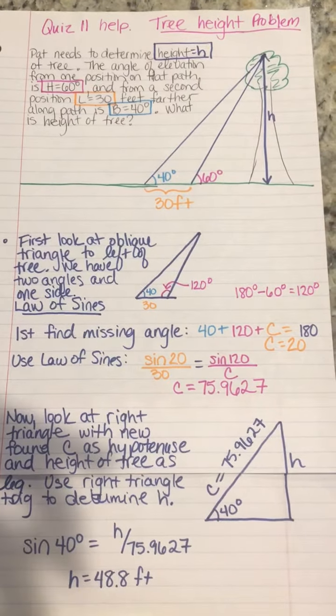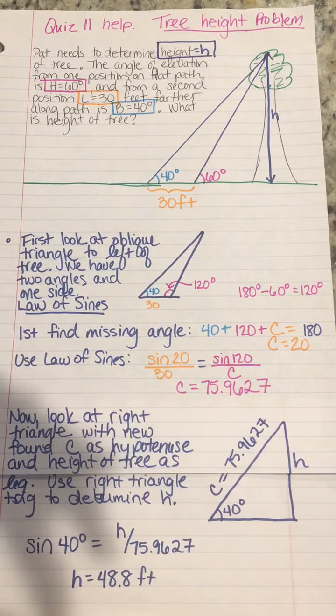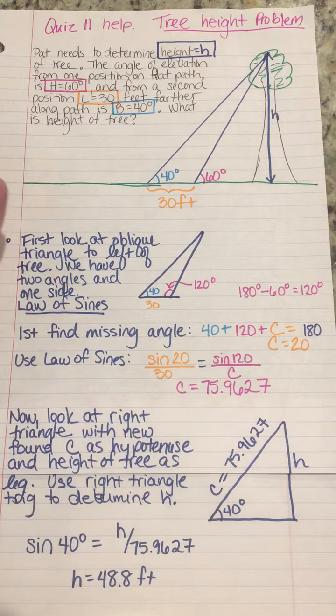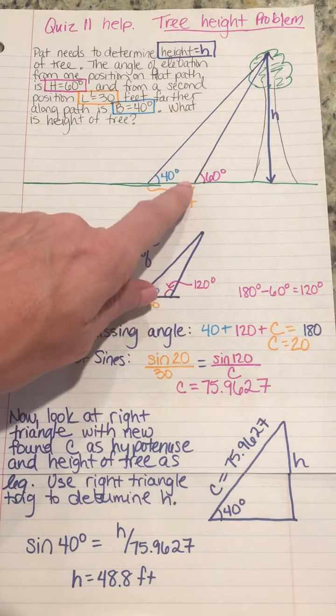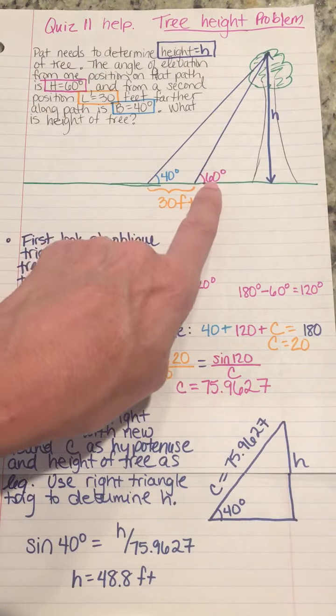Got a request for the tree height problem on quiz 11, so I tried to draw it out. It says Pat needs to determine the height of a tree. The angle of elevation from one position on a flat path is 60 degrees. So here's my tree. I went out here. Here's where the angle of elevation is 60 degrees. I drew it right here.